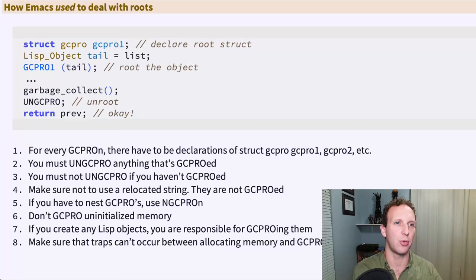You can see down here, I pulled these 8 rules out from a really old version of the Emacs manual about all the things you had to keep track of when you were trying to use this system. All right, so there was special handling for nested GC protects. You had to make sure the memory was initialized. You had to make sure that traps couldn't occur between allocating and when GC protect would happen.